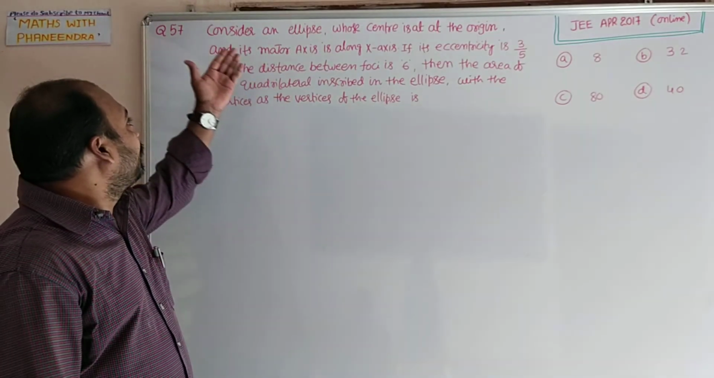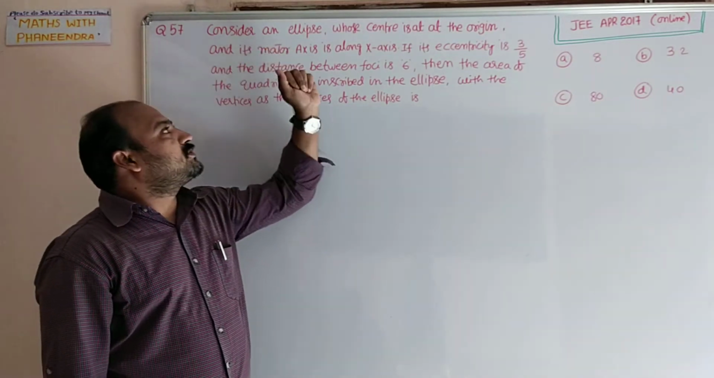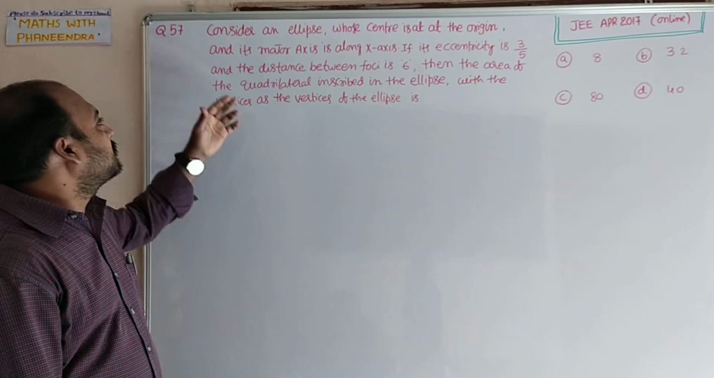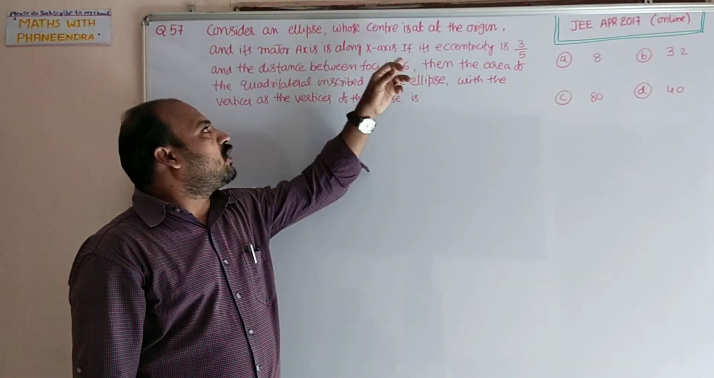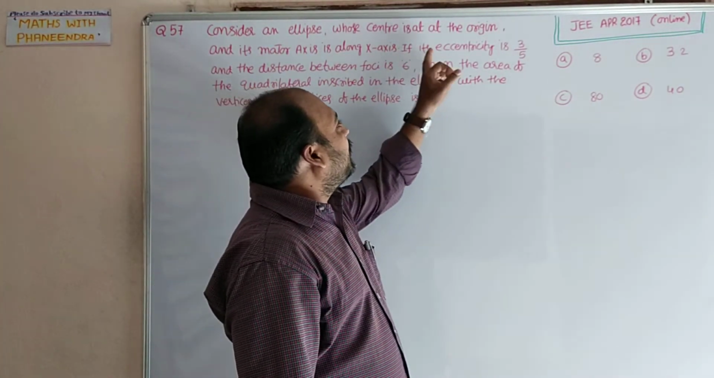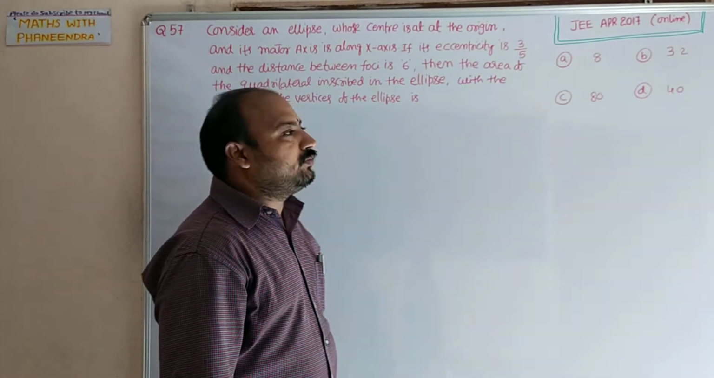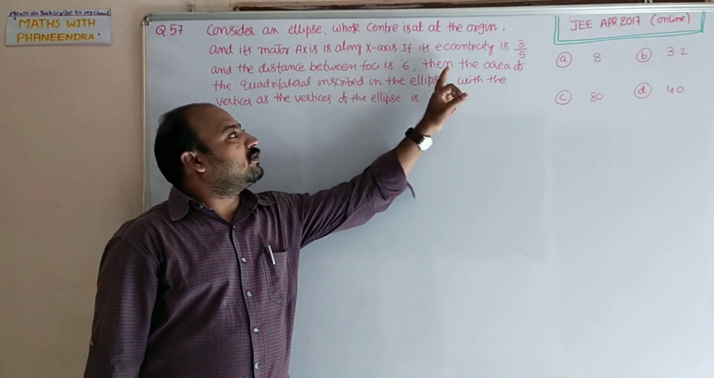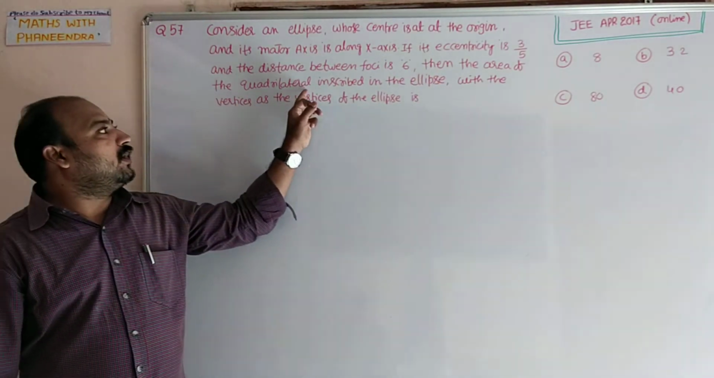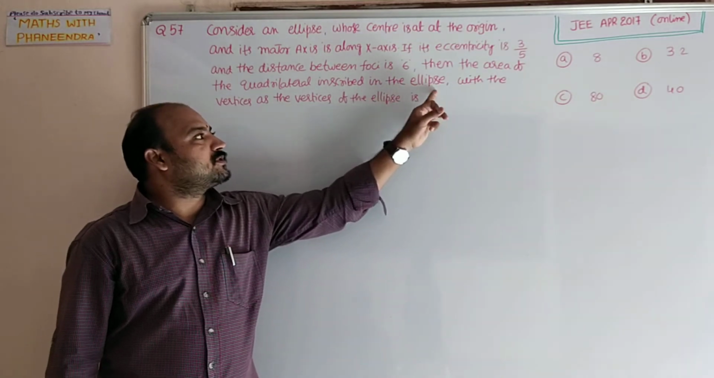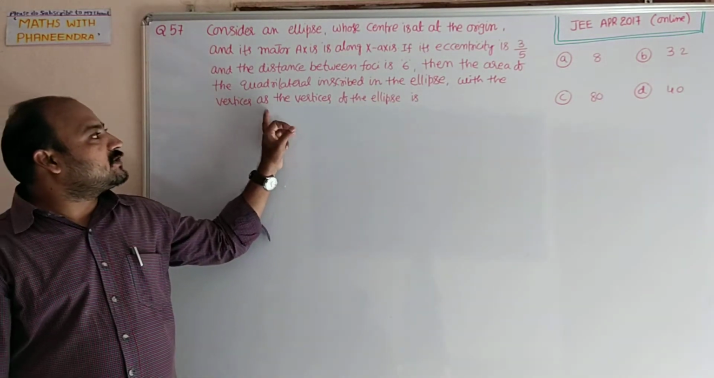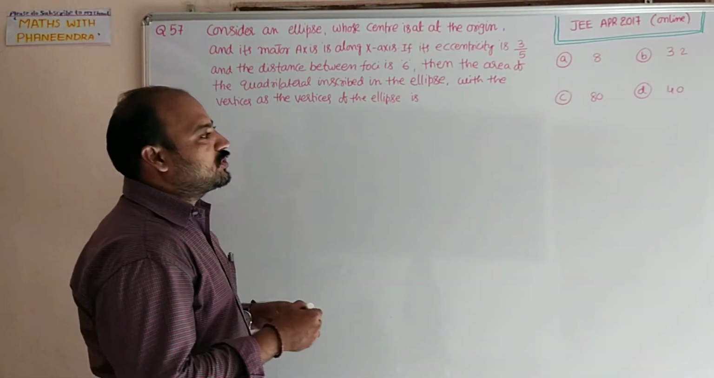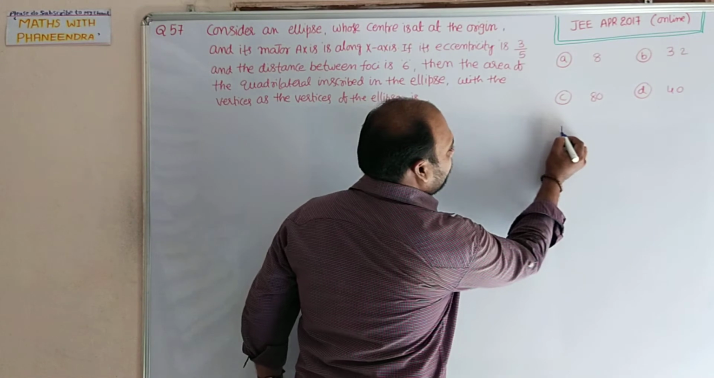The next question. Consider an ellipse whose center is at origin, again the standard equation of ellipse, and its major axis is along x-axis. If its eccentricity is 3 by 5 and the distance between foci is 6, then find the area of the quadrilateral inscribed in the ellipse with the vertices as the vertices of the ellipse. See here, according to the question, if you draw the figure, you will get an idea.